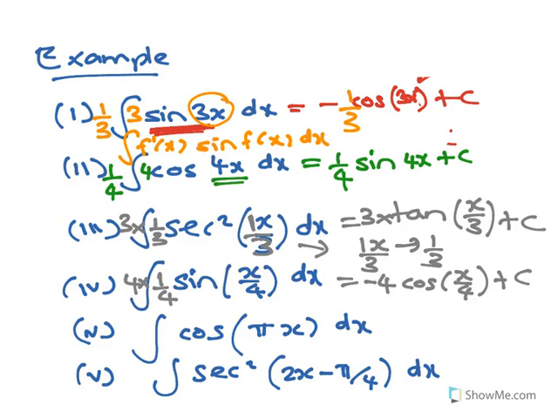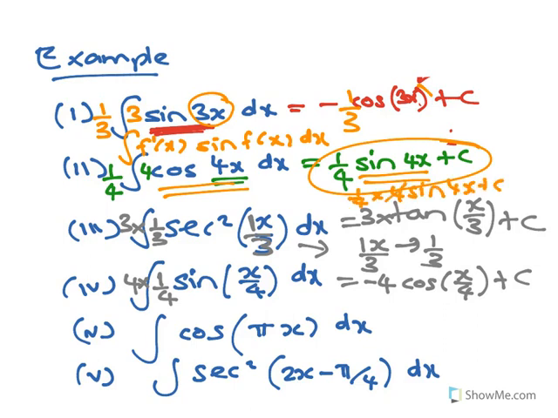To check if any of these are right, all you've got to do is differentiate it. So for example, if you look at the green one, the derivative of sine 4x is cos 4x times the 4. So it's 1/4 times 4 cos 4x. Those 4's will cancel out, and you just end up with cos 4x.